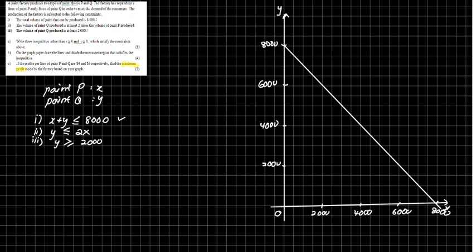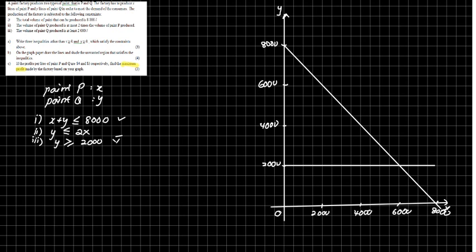I'm going to draw the third constraint, or the third line, first, where y equals 2,000. So this is the line where y equals 2,000, down here.